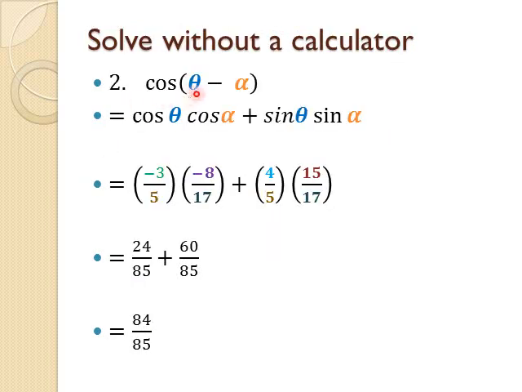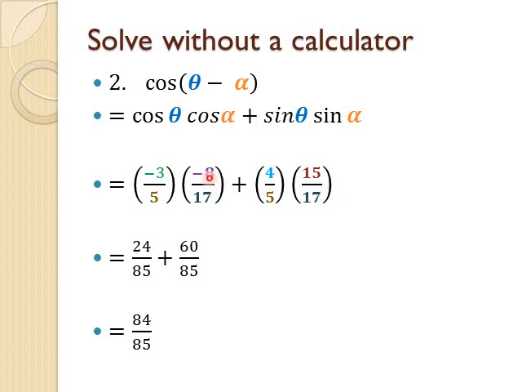So cos of theta minus alpha, that expands to cos theta cos alpha plus sin theta sin alpha. Very important, for theta we have to choose from theta, and for alpha we choose from alpha. Don't get caught out on that. So cos theta is minus 3 over 5. Cos alpha was minus 8 over 17. Sin theta was 4 over 5. Sin alpha, my y was 15 over 17.